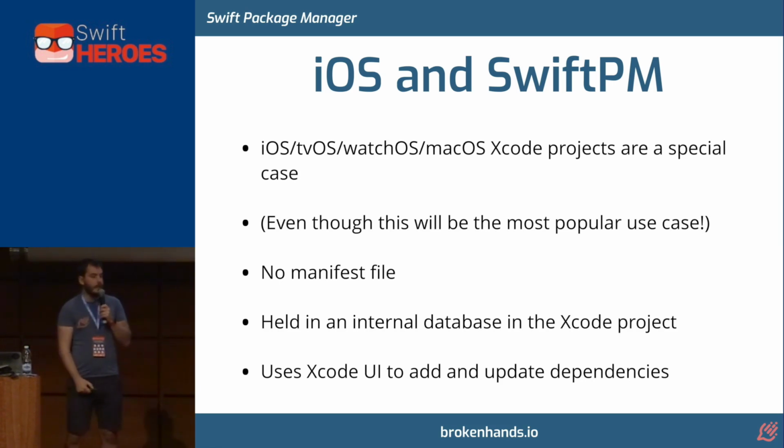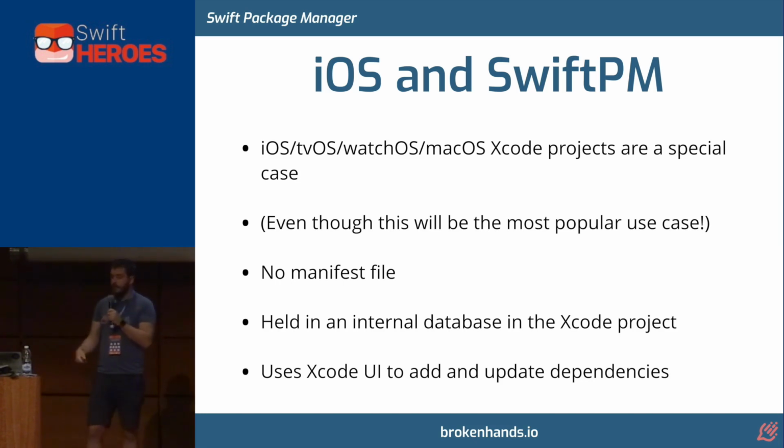So in the iOS world, if you're using Swift Package Manager, there is no manifest file, unfortunately. You have to define everything in the Xcode project. And this is all held in an internal database inside of the Xcode project, which means that you can't edit it, you can't change it, you can't manually update it. So you have to use the Xcode UI to do all of this, which is a pain, but I'm sure they'll change it at some point in the future, once the package manifest file has support for resources and build phases, et cetera.